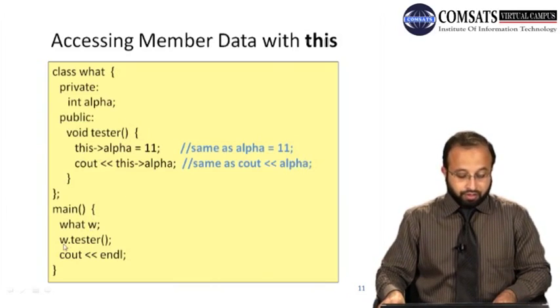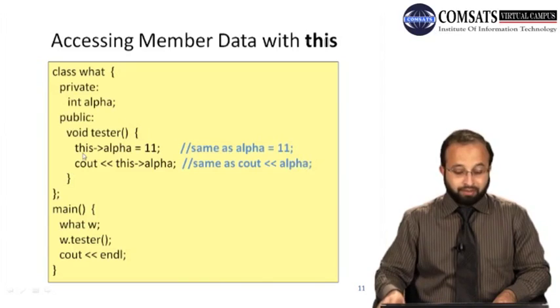So ये फंक्शन टेस्टर फंक्शन इन्वोक हुआ किस ऑब्जेक्ट के साथ, W ऑब्जेक्ट के साथ. So now this pointer is implicitly passed to the tester function and this pointer contains the address where the memory for this W object is allocated, and using this pointer you go to that memory location, this arrow, and you access the data member alpha and then you assign the value 11 and then you print that value.